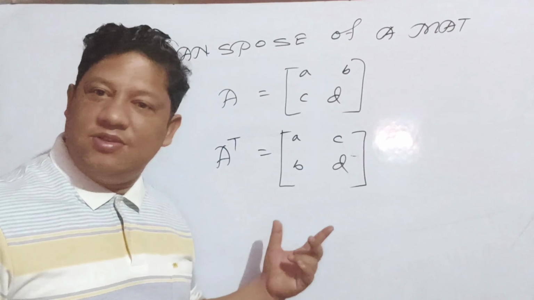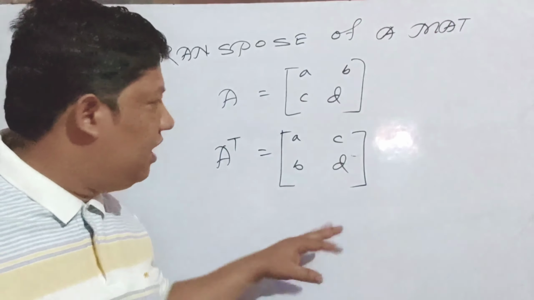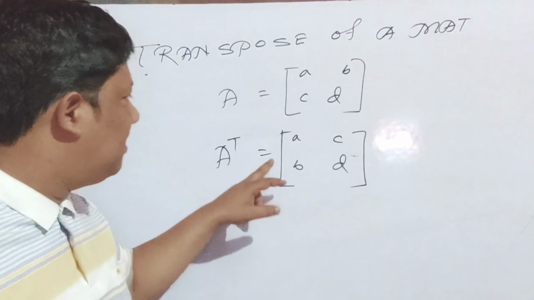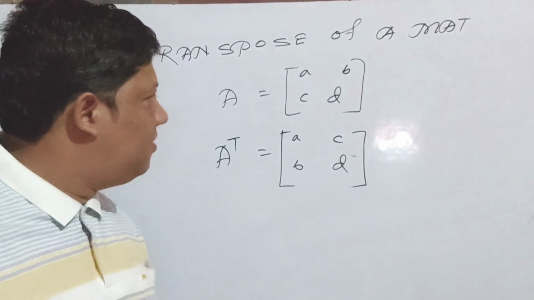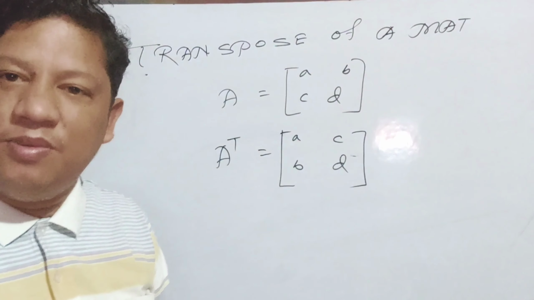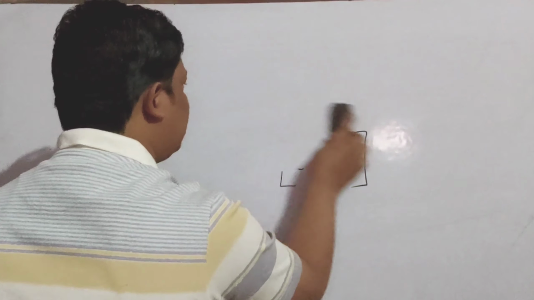It can also be a 3 cross 3 matrix, or a 2 cross 2 matrix, or 2 cross 3, any size, but the one definition is that every row should be converted into a column. This row converted into a column is called the transpose of a matrix. Next, I think you understand what the transpose is.